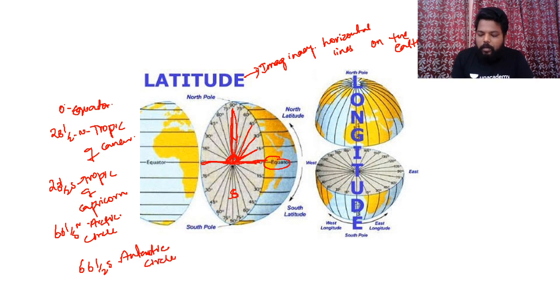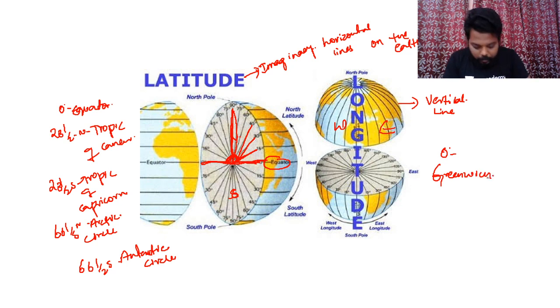And coming to the longitudinal version, it is an imaginary vertical line on the earth's surface, which divides the earth into two hemispheres. One is the eastern hemisphere, one is the western hemisphere. And if you see, the central longitude, that is 0 degree longitude, has been drawn from Greenwich in London. The reason behind it is very simple.